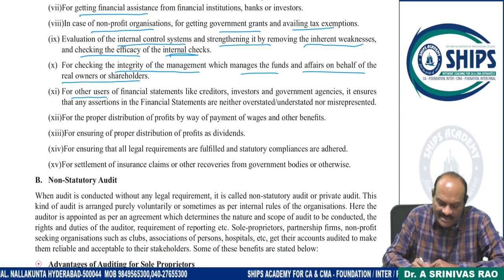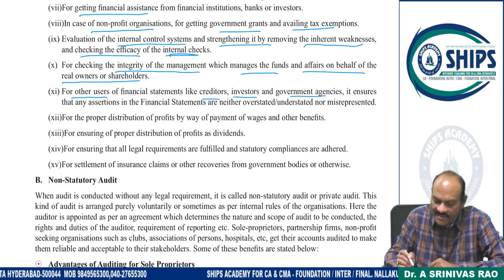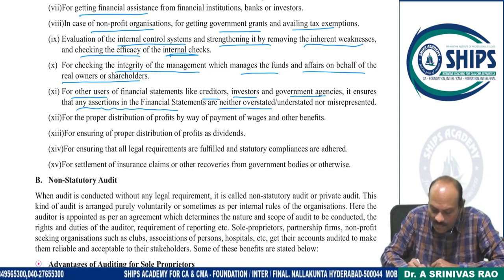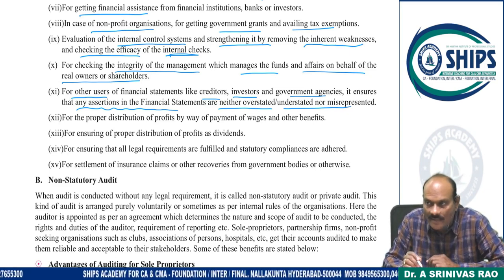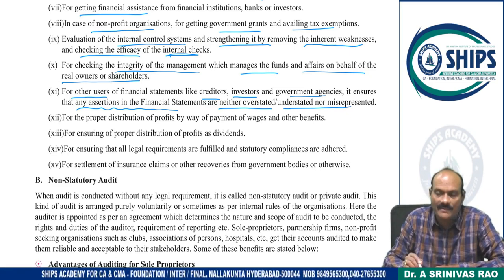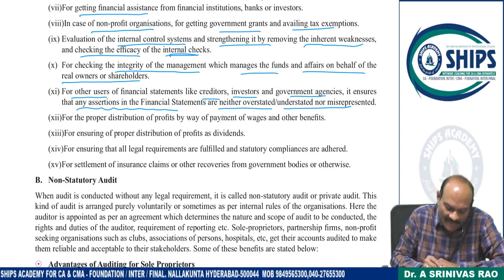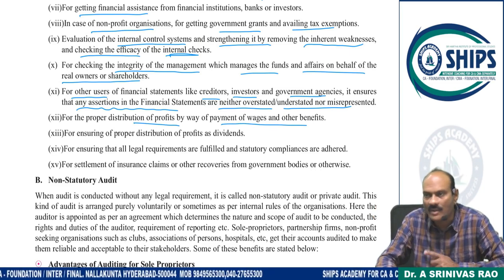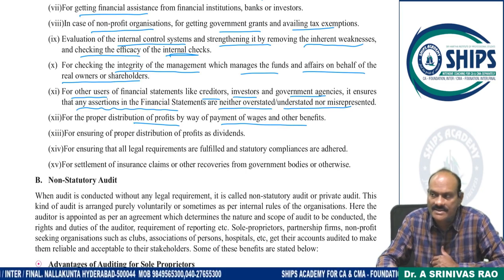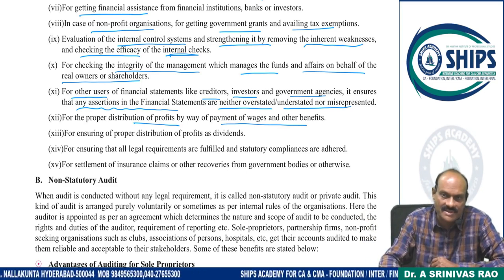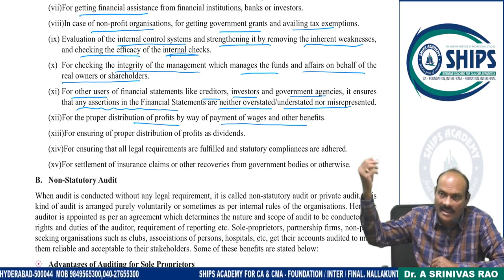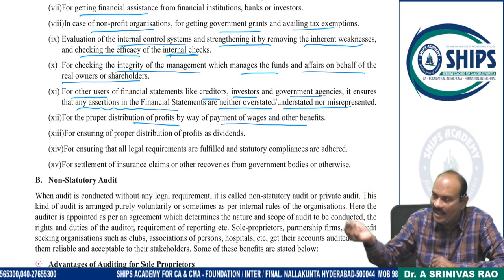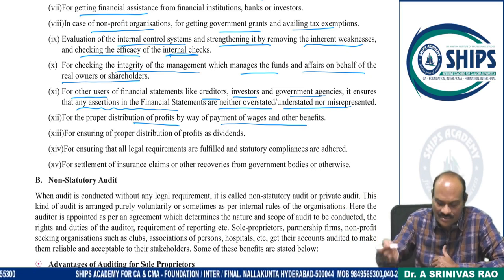For other users of the financial statements, like creditors, investors, and government agencies, it ensures that the assertions in the financial statements are neither overstated, nor understated, nor misrepresented. Nothing but the information is true and fair. And for the proper distribution of profits by way of wages and other benefits, we have the profit. How the profits are distributed: some amount as a dividend, some as a bonus to employees, some towards internal organization needs like renovation or acquiring new technology for the organization.